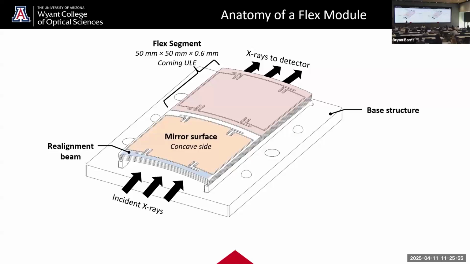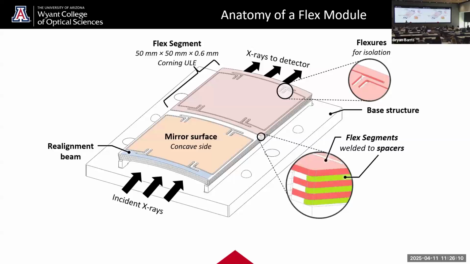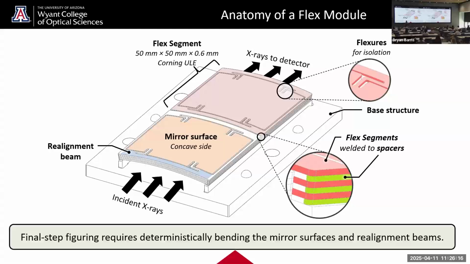They're supported by these things we call realignment beams. These allow us to provide rigid body motions of those mirror surfaces. And then those are connected with small flexures, and I'll explain how we make those a little bit later. Everything is welded together using an ultra-fast laser, and I'll explain how that works in a little bit, or at least I'll show a demonstration of that.